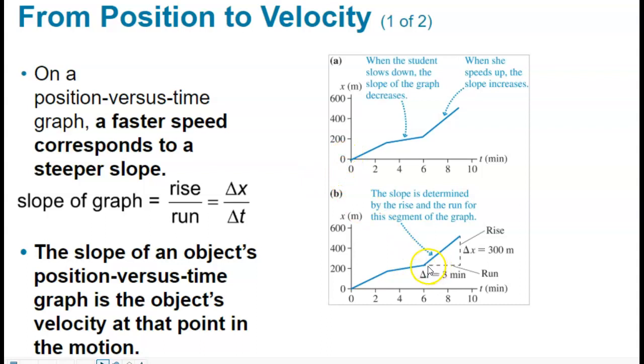So from position to velocity, on our position versus time graph, faster is steeper, and again, that makes sense. If we look at this last part, it rises 300 and goes over 3, so that would be a velocity of about 100. This one only goes up about 200 over 3, so that's going to be less than 100, and this one is way less than 100 because it barely goes up at all. It goes up maybe a little above 200, so maybe like 40 over 3. So again, it's the rate. The slope of the line, that's the velocity.